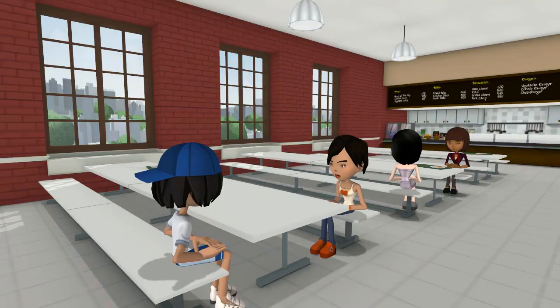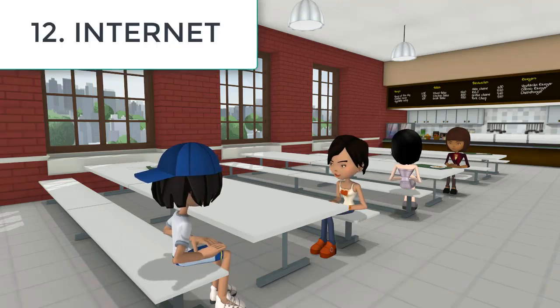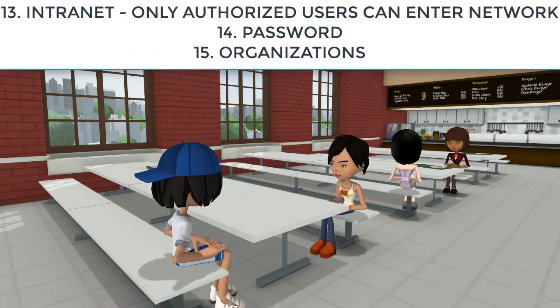Number 12 is Internet. The Internet is open to all. 13 is an intranet. That is a private network such as for a company. Only authorized users can access a company website, so that is known as an intranet.